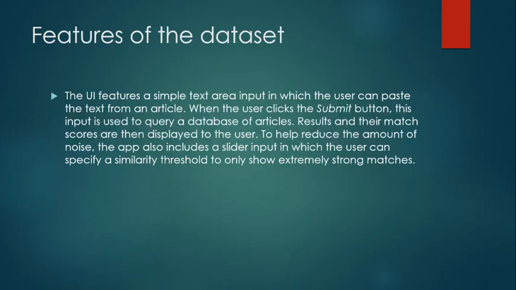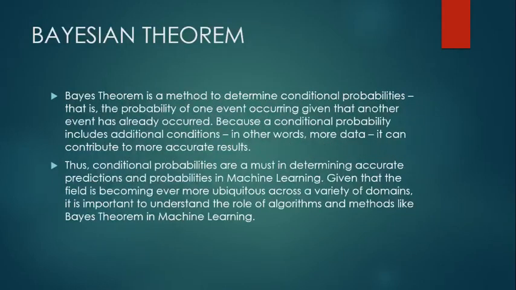So there are different kinds of theorems and classifiers that you can use when building models, and we have one, the Bayesian theorem. I think you've heard of this. It deals with probability. So the Bayes theorem is a method to determine conditional probabilities.